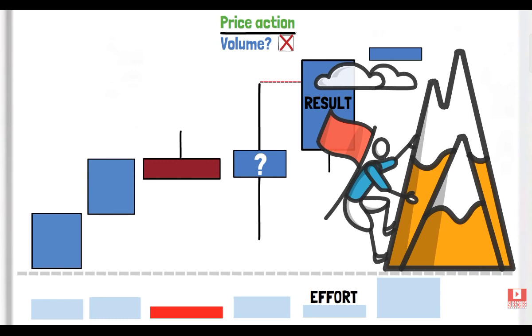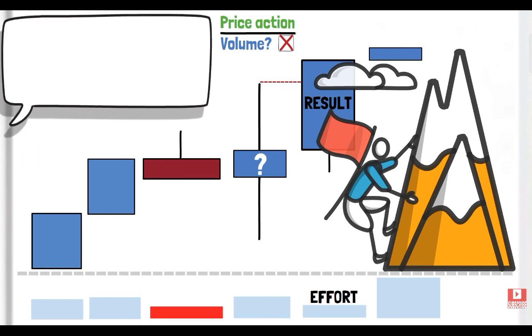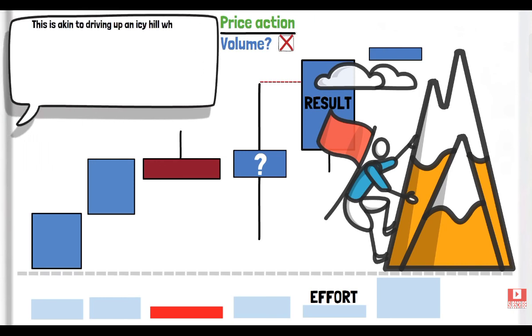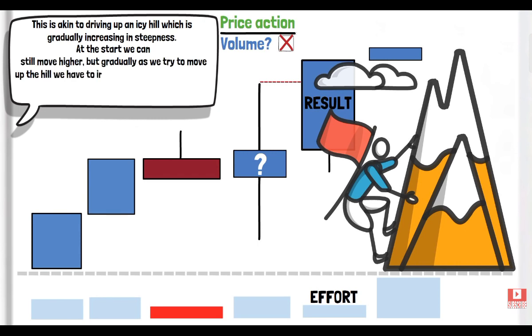I like Anna's analogy to cement this point when she says, "This is akin to driving up an icy hill which is gradually increasing in steepness. At the start we can still move higher, but gradually as we try to move up the hill we have to increase the power, eventually getting to a stage where we are on full power and standing still."